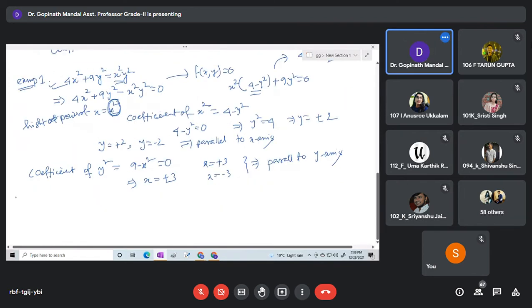Okay. Method of finding oblique asymptote.